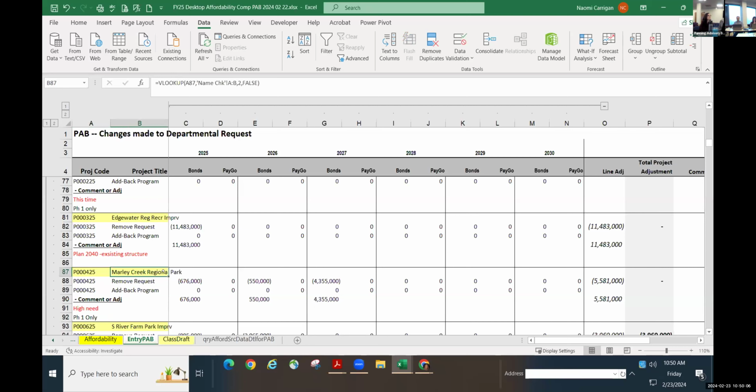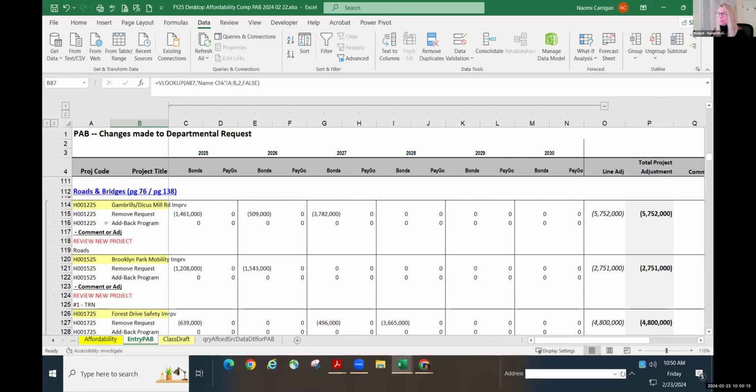Yep. Okay, great. Well, okay, Naomi. And let me just save the worksheet again. Moving on to the next class, it's roads and bridges. It starts on page 76 of your overview and page 138 of the one-pager report.